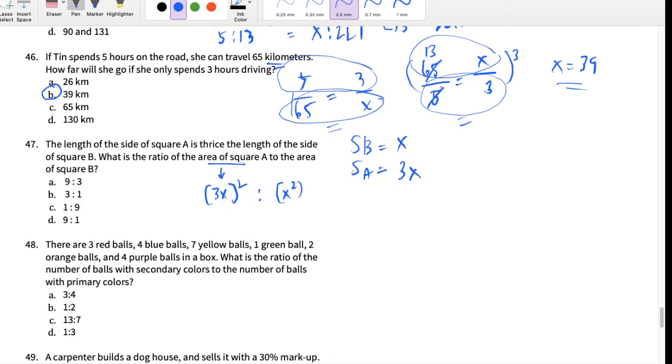Okay? So here we have 9x squared is to x squared. They both have x squared. So you can divide both of them by x squared. You will get 9 is to 1. The answer here is letter D.